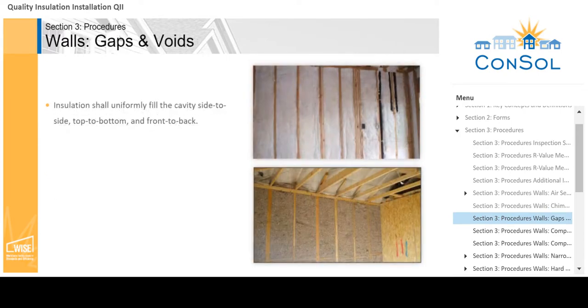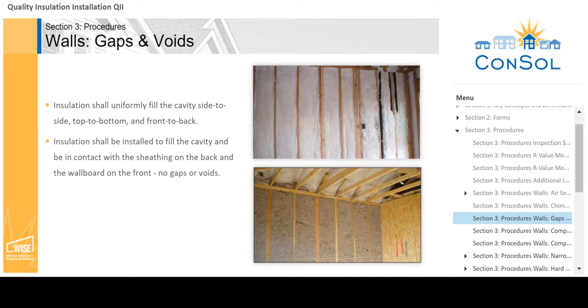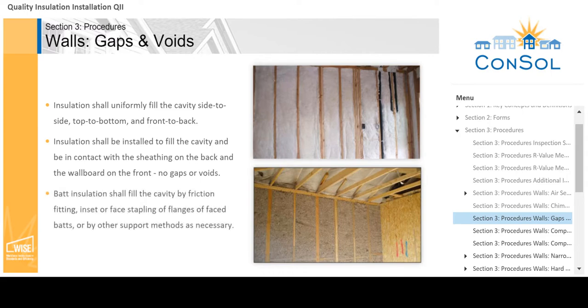Insulation shall uniformly fill the cavity, side to side, top to bottom, and front to back. Insulation shall be installed to fill the cavity and be in contact with the sheathing on the back and the wallboard on the front. No gaps or voids. Batt insulation shall fill the cavity by friction fitting, inset or face stapling of flanges of face batts, or by other support methods as necessary.